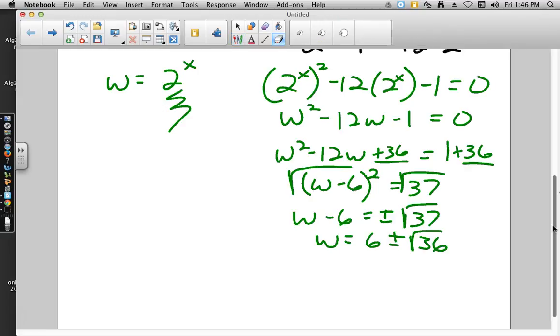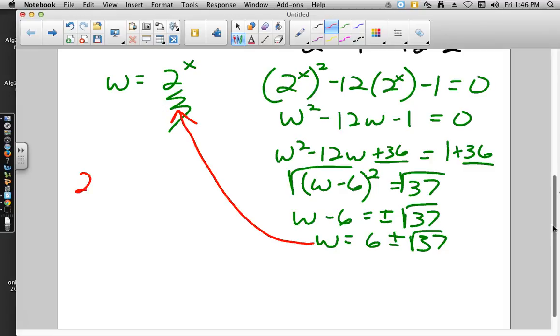So now, there we go. Now I start thinking, are those both usable? If I'm going to put w back in there and set this equal to 2^x, are both of those usable? So let's get that set up. If we substitute our 2^x back in, we realize we're going to end up taking the natural log of both sides.